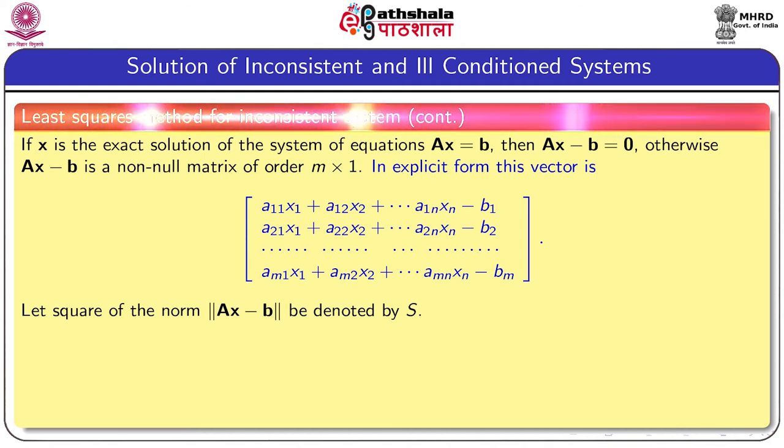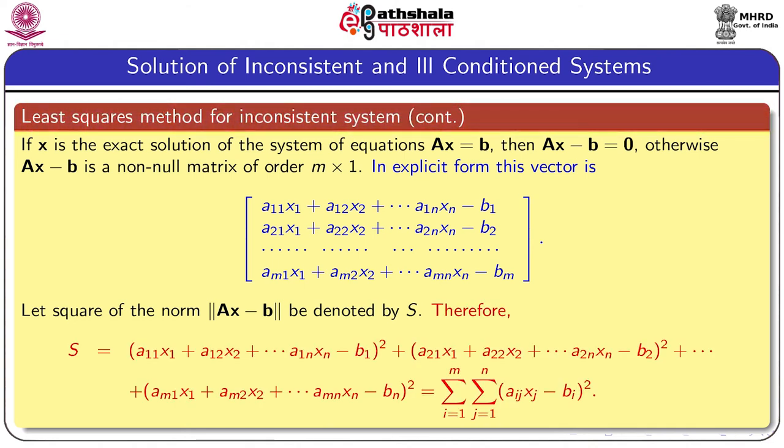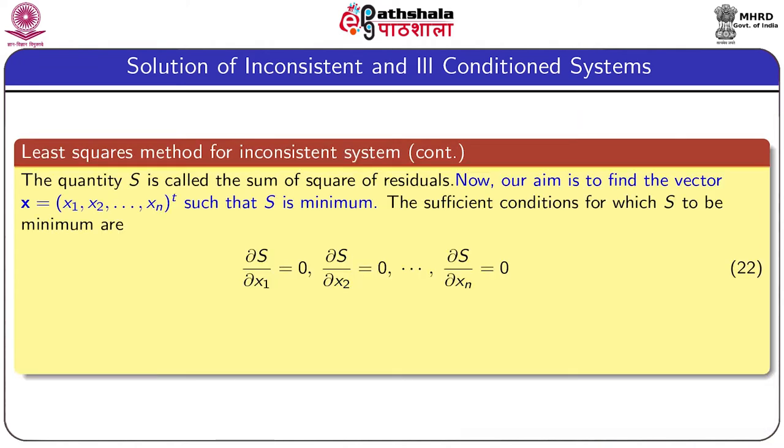Let the square of the norm of the vector Ax - b be denoted by s. Therefore, s is given by this formula: s = summation i equal to 1 to m of (summation over j equal to 1 to n of aij xj - bi) whole square. The quantity s is called the sum of square of residual. Our aim is to find the vector x such that the sum of square of residual s is minimum.